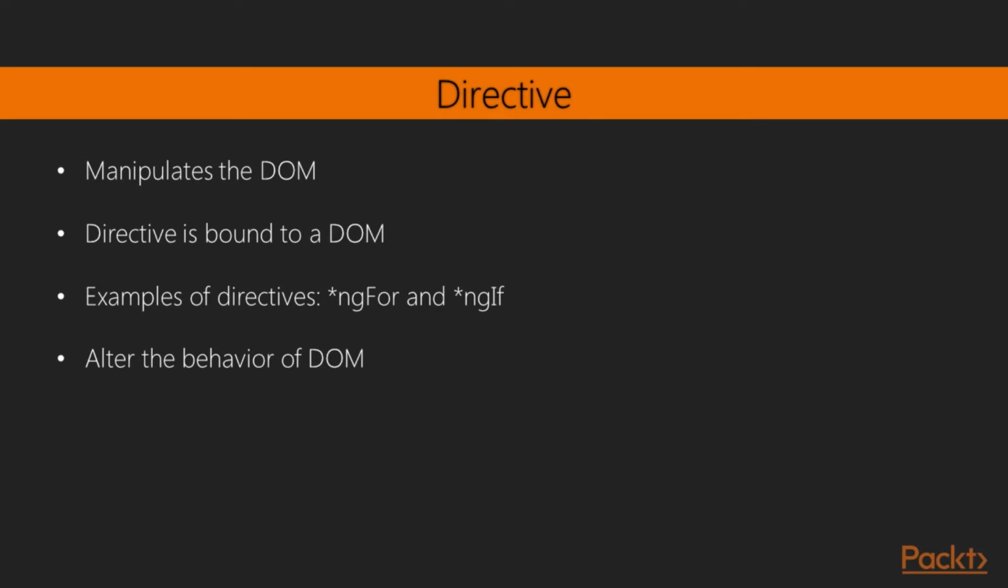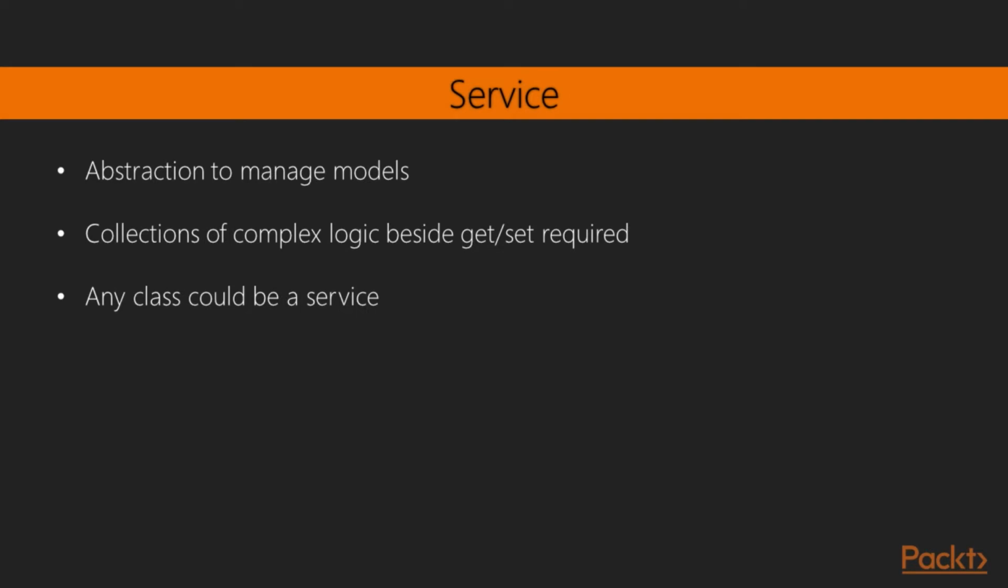Directive. This allows you to manipulate the DOM, since the directive is bound to a DOM object. So, *ngFor and *ngIf would be examples of directives because they alter the behavior of that DOM. Service. This refers to the abstraction to manage models or collections of complex logic besides get and set required. There is no service decorator as with a component, so any class could be a service.